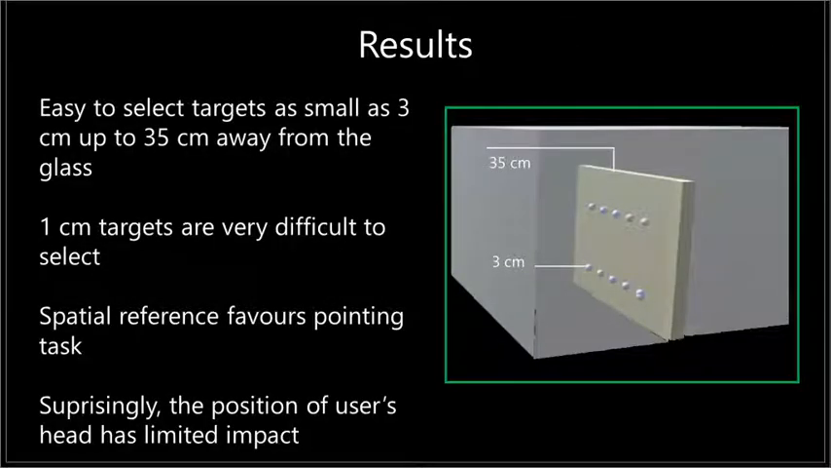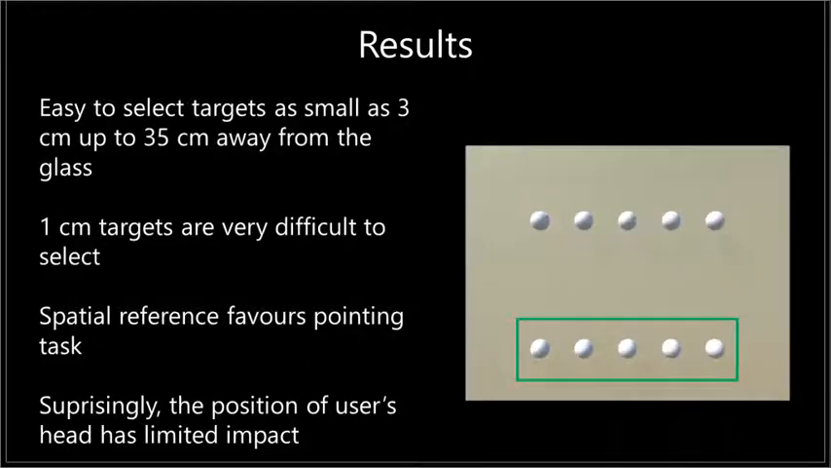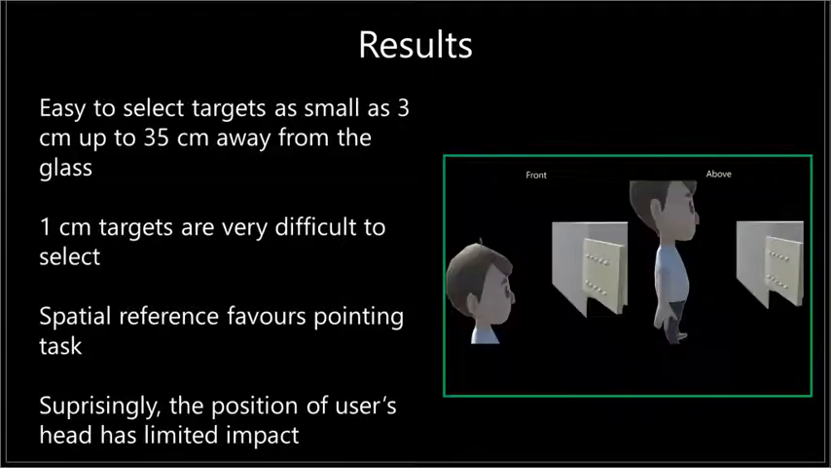Orthogonal raycasting allows to easily select targets as small as 3 centimeters up to 35 centimeters away from the glass. 1 centimeter targets are very difficult to select. Placing the targets near a spatial reference reduces pointing spread and favors pointing performance. Surprisingly, the user's position has limited impact on pointing performance.